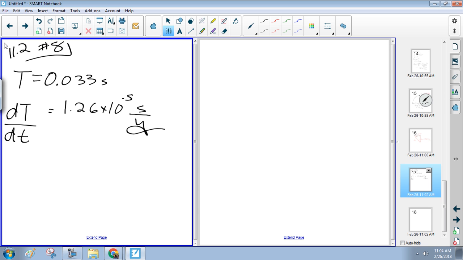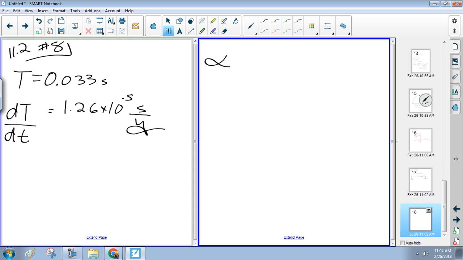Now, question A wants to know what the angular acceleration is. Well, we don't have a lot to work with here. But the fact that this is a derivative, a rate at which our period is changing, leads me to believe that I probably want to use some calculus to solve this. The calculus definition of angular acceleration is the derivative of angular velocity with respect to time. But the problem is we don't have any information about our angular velocity. We've got all this information about the period.